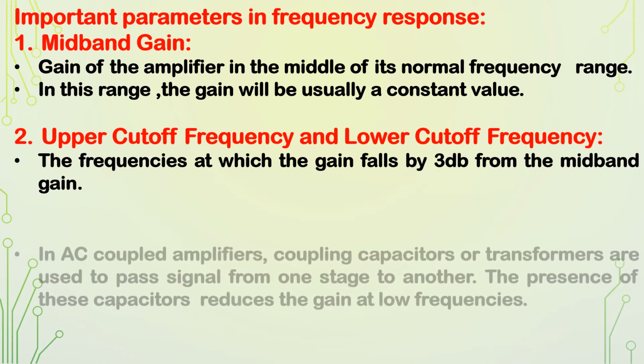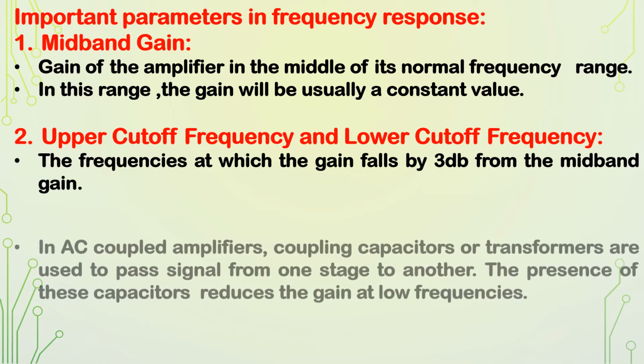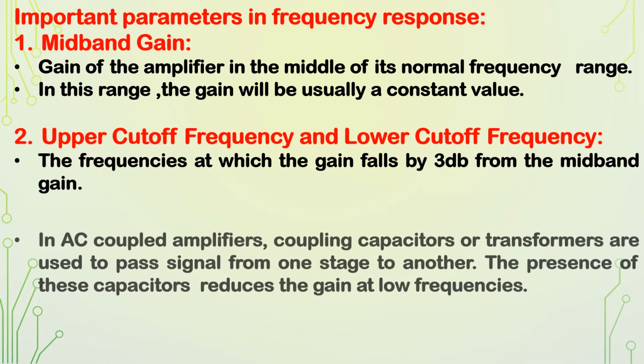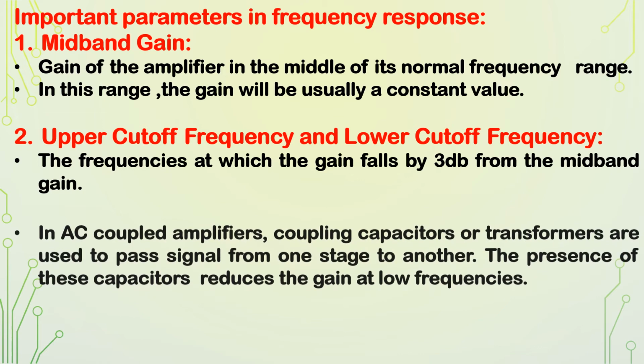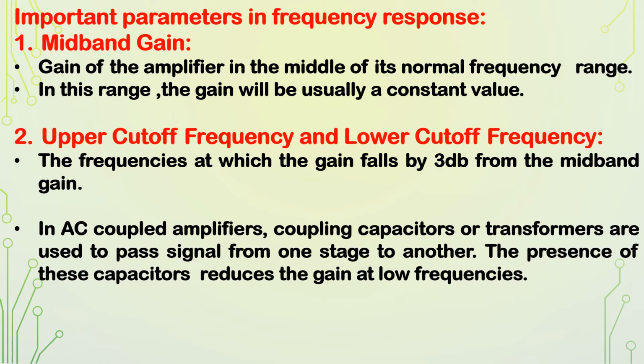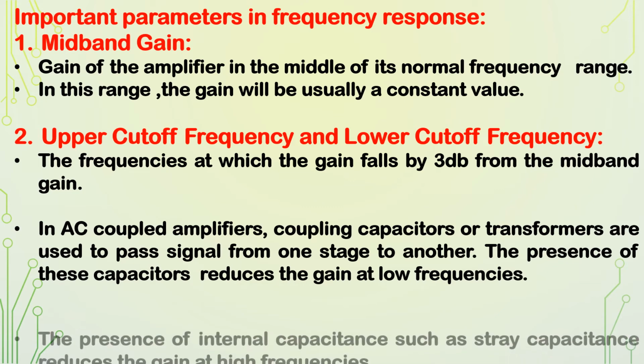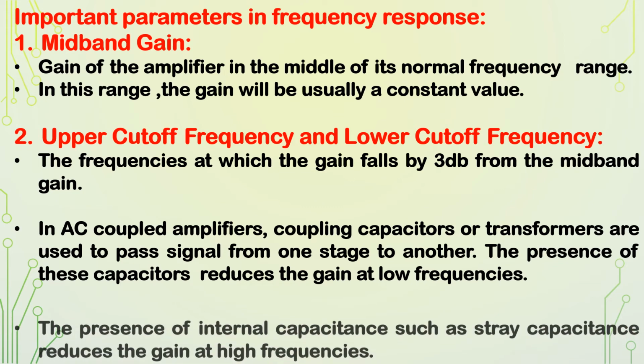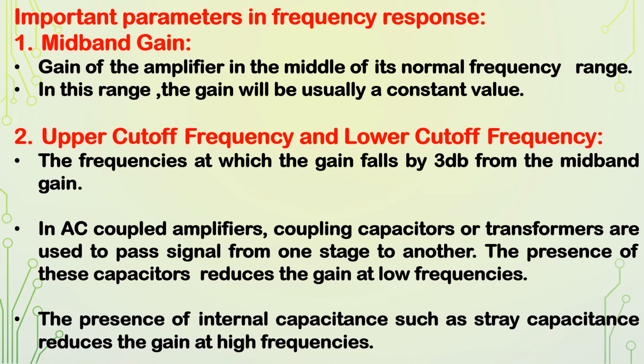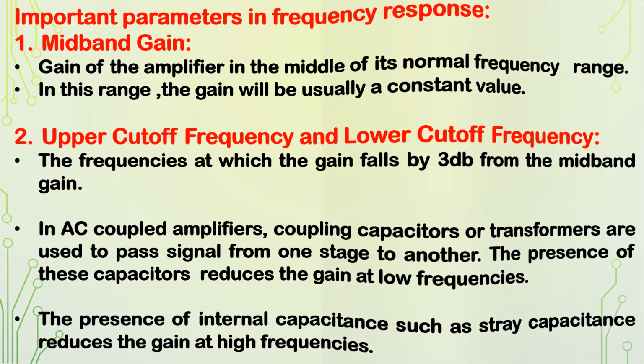And the reason for this fall in gain is explained as follows: in AC coupled amplifiers and others, coupling capacitors or transformers are used to pass signal from one stage to another, and the presence of these capacitors reduces the gain at low frequency. And the presence of internal capacitance such as stray capacitance reduces the gain at high frequency. Okay, so that's why the gain falls by 3 dB at the upper cutoff frequency and lower cutoff frequency.